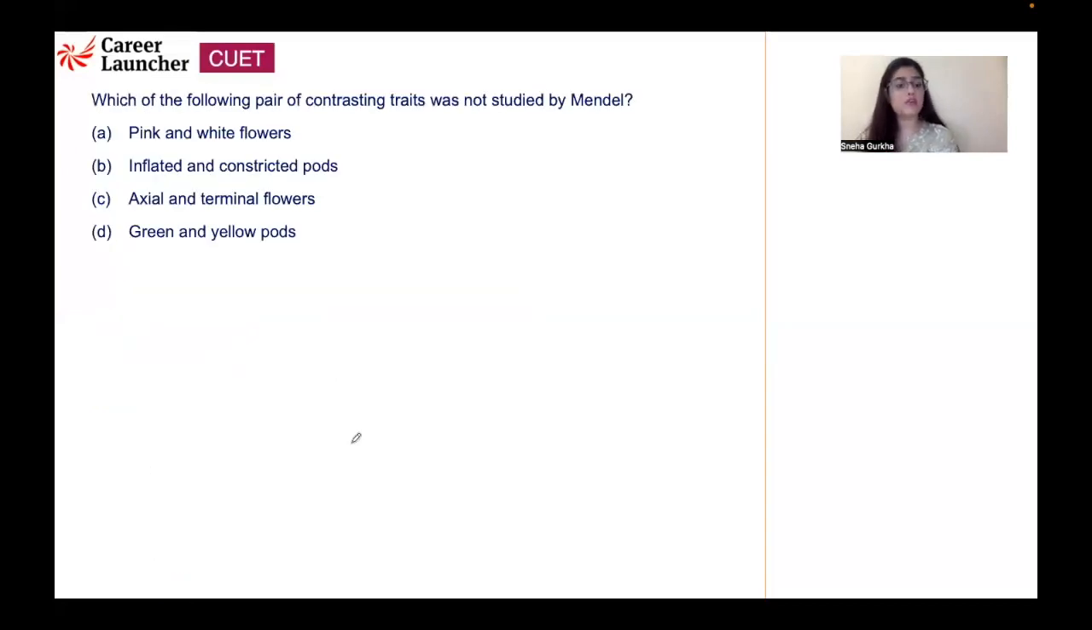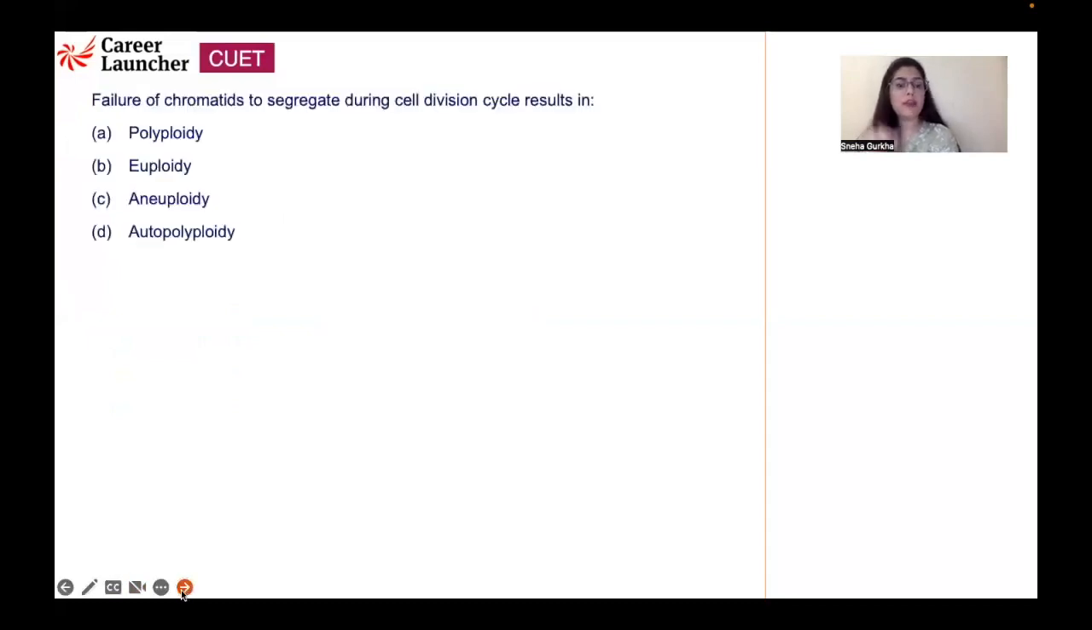Next, which of the following pair of contrasting traits was not studied by Mendel? Pink and white flowers were not studied by Mendel. Inflated and constricted pods, yes. Axial and terminal flowers, yes. Green and yellow, right? Pink and white flowers were not studied by Mendel. Option A is correct. Failure of chromatids to segregate during cell division results in aneuploidy.